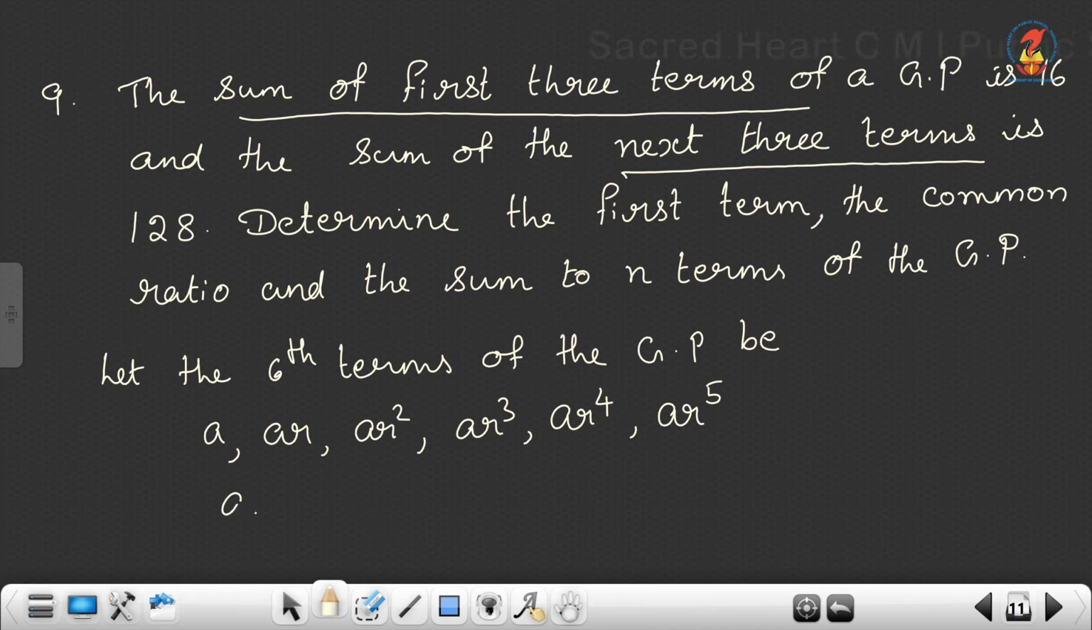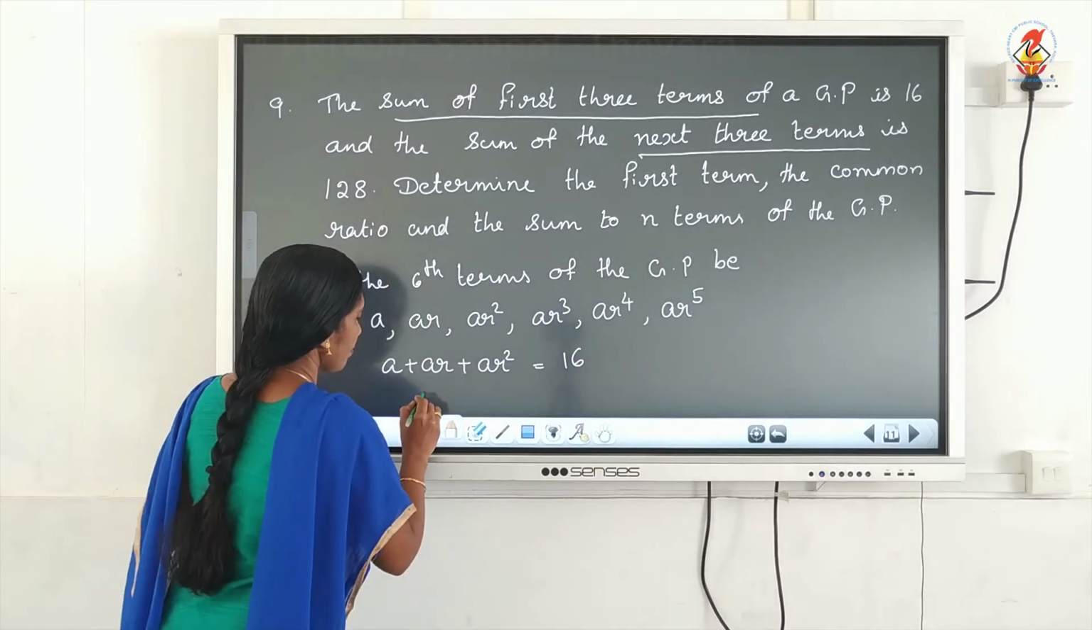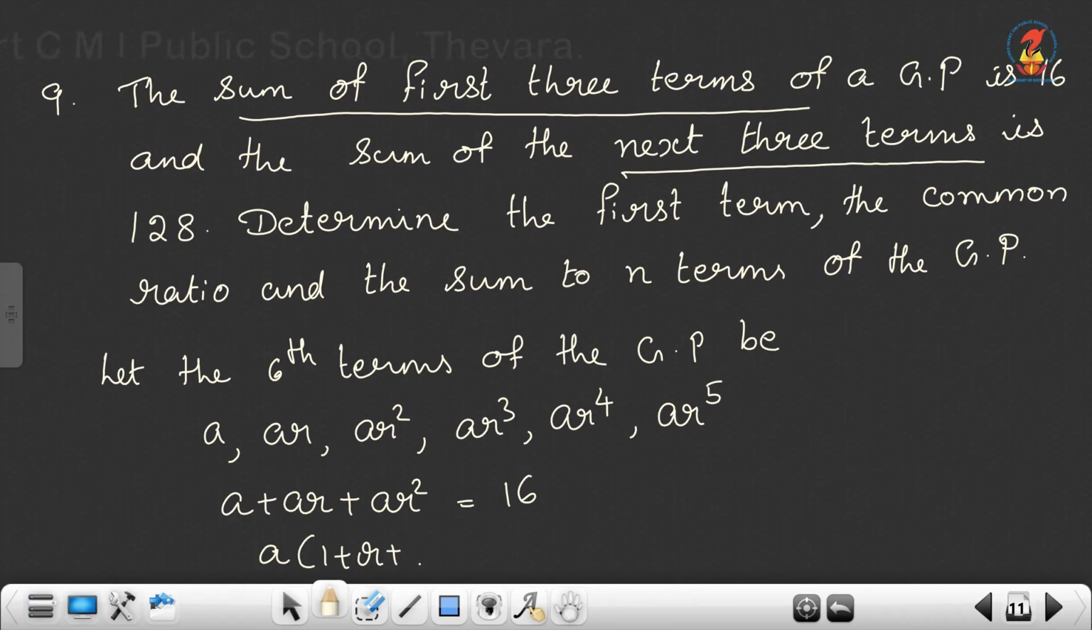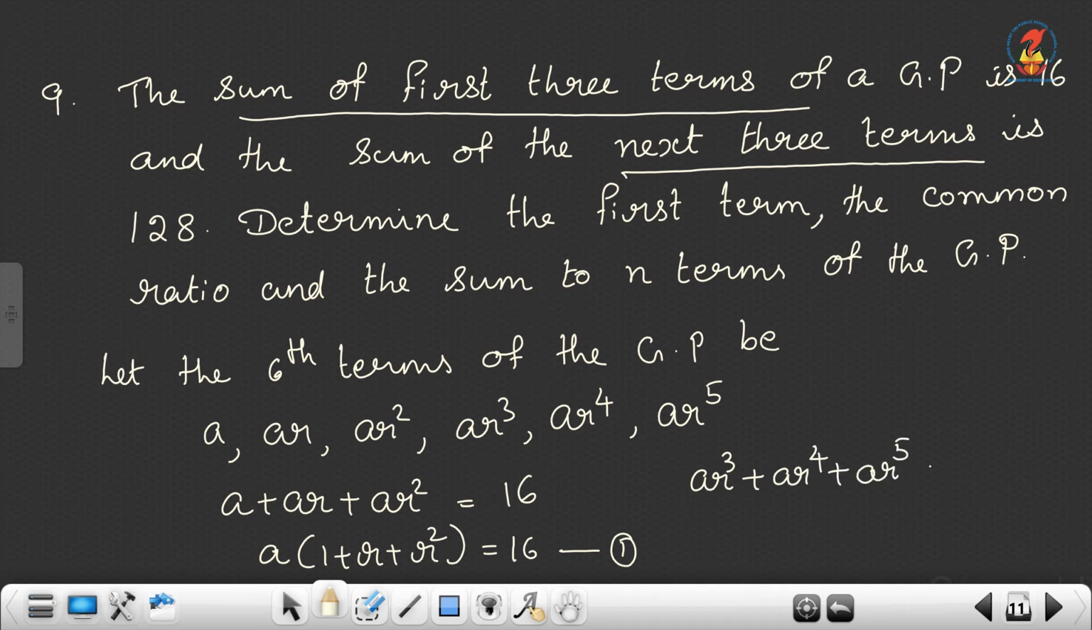So, in the question it is given A + AR + AR² = 16, equation 1. What is common here? A is common. So, A(1 + R + R²) = 16, equation number 1. Now, the second is the next 3 terms sum, that is AR³ + AR⁴ + AR⁵ = 128. Here common is AR³. So, AR³(1 + R + R²) = 128, equation 2.